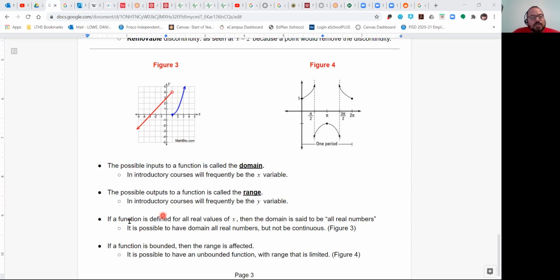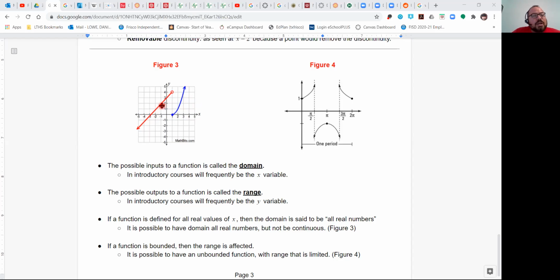Now, interestingly, if a function is defined for all real values of x, then the domain is said to be all real numbers. But it is possible to have a domain of all real numbers and not be continuous. Look here on figure 3. I have my function defined for all values of x all the way up to this little open circle. My function's not defined there. But if I hop down here after that jump discontinuity, I am defined at x equals 1, and I continue to be defined going on. So this particular function has domain all real numbers.